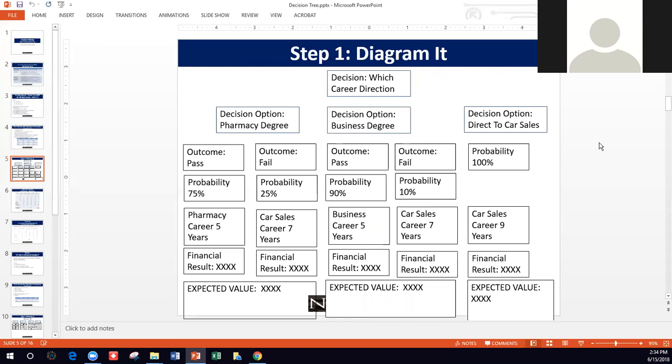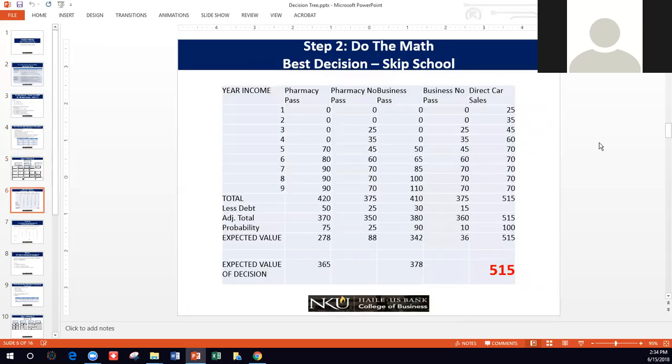They best guess the probability. And they say, okay, what would the financial impact be if that happened? Well, if they went to pharmacy school and graduated, the income would start in year 5 and then the financial results. And if they didn't complete school, 25% chance they actually would be in car sales for 7 years instead, and what's the financial result? And the same thing for the business degree and the same thing for the car sales. So that diagrams, so you sort of see what the options are visually. Then you put the numbers to it. So I did each one.